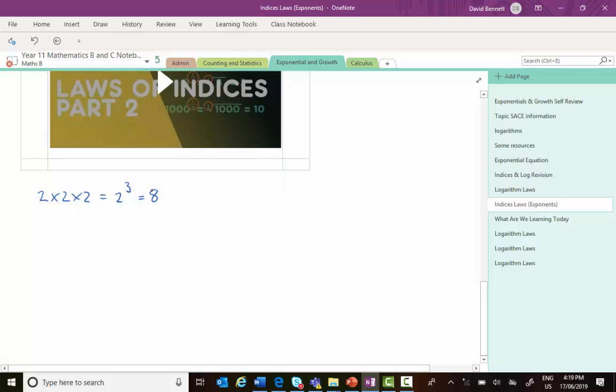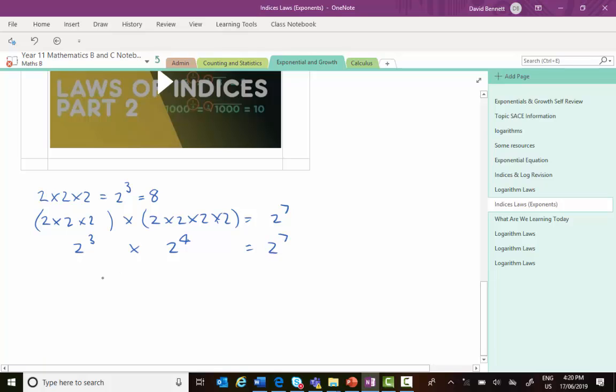So if I then consider something like this, 2 by 2 by 2, and then we're going to times that by 2 times 2 times 2 times 2, then how many 2's do we have there? Well, it's pretty simple. We've got 7 2's, so I could write that as 2 to the power of 7. The idea of using indices laws is so I don't have to do all that extra work. So this bit here, I could write as 2 to the power of 3 times 2 to the power of 4. And we know that's equal to 2 to the power of 7.